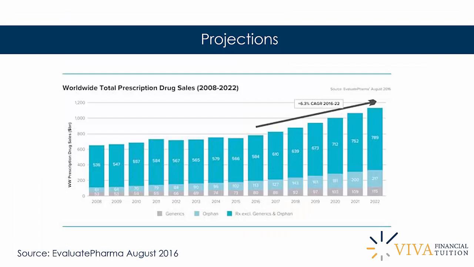As for projections and the expectations for coming years, you can see there the expectation is we're looking at a fairly healthy compound annual growth rate from 2016 to 2022, and a return to the kind of growth that we saw from 2001 to 2010. And that is growth right across the board for all of the different kinds of drugs in terms of generics, orphan drugs, and other drugs as well. This is looking at total prescription drug sales from 2008 to 2022, and this is from the Evaluate Pharma analysis of August 2016.